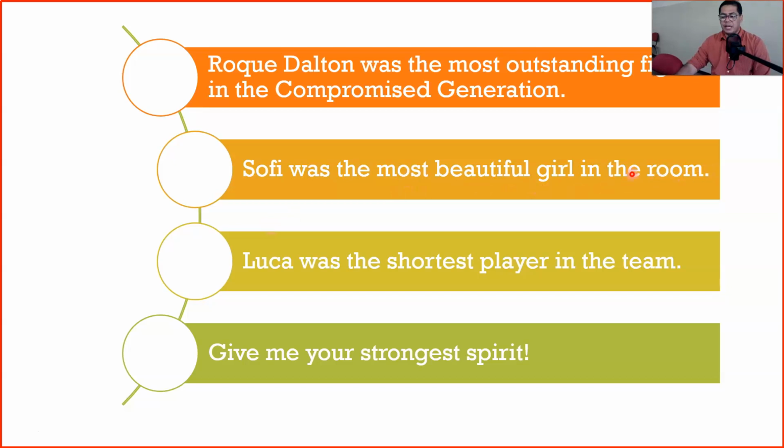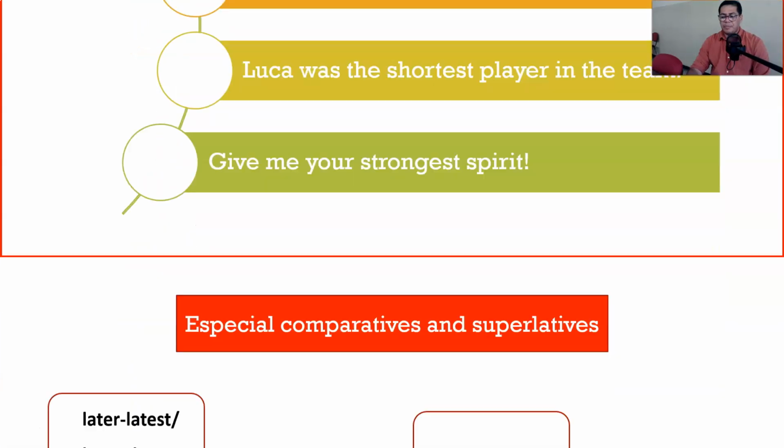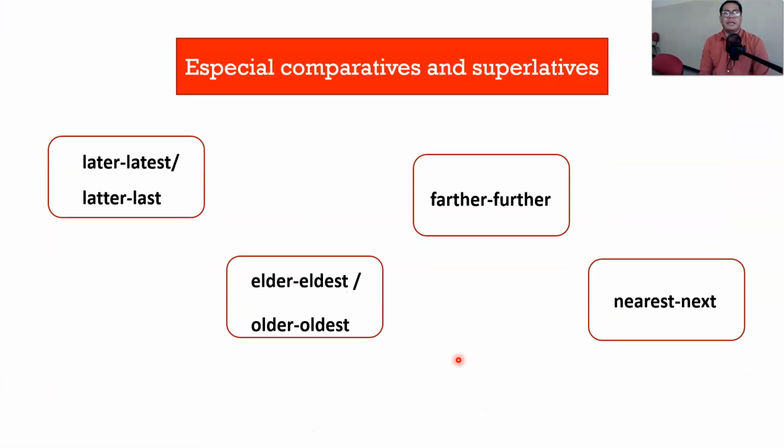Sophie was the most beautiful girl in the room. There were lots of beautiful girls, but the most beautiful one was Sophie. Luca was the shortest player in the team. So there may be other short players in the team, but Luca was definitely the shortest. Give me your strongest spirit. There might be other spirits, but the person wants the strongest one. Spirit in this case means alcohol, an alcoholic beverage, right? So those are the comparative and the superlative degree of adjectives.